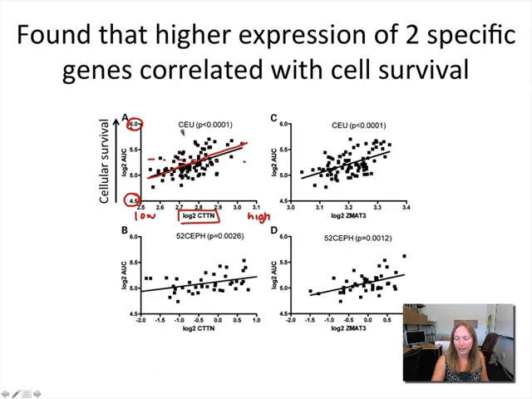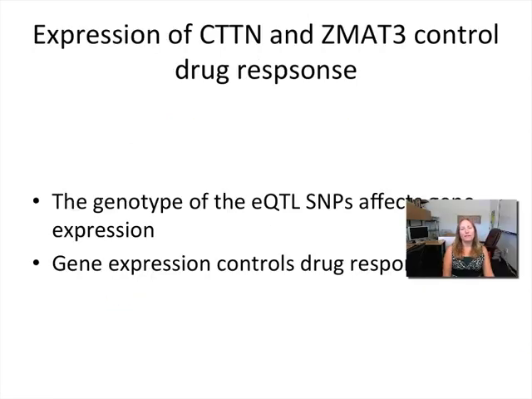And they do that in two different populations. CEU is one of the populations, and 52CEF is another population, with these two genes that they thought might be related, ZMAT3 and CTTN. And in all of the cases, it looks like there is a trend between the expression and the cellular survival on the y-axis. They claim that the genotype of this eQTL SNP affects gene expression, and the gene expression of these CTTN and ZMAT3 genes controls the drug response.